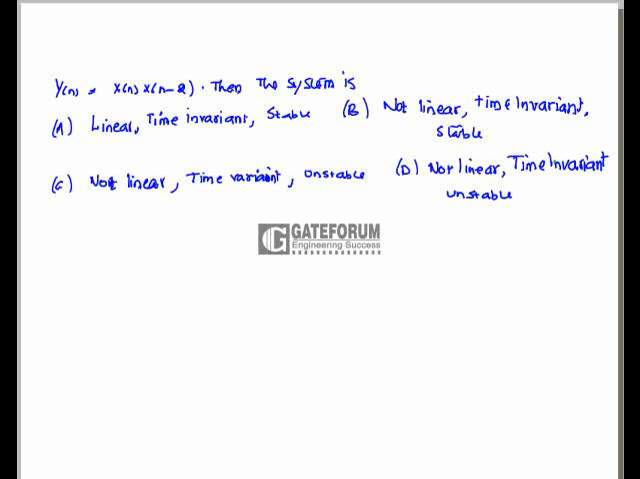If y of n is equal to x of n into x of n minus 2, then this system is time invariant as well as not linear. And we have to check for the stability condition. So if x of n is finite, y of n is also going to be finite. Hence option B is correct.